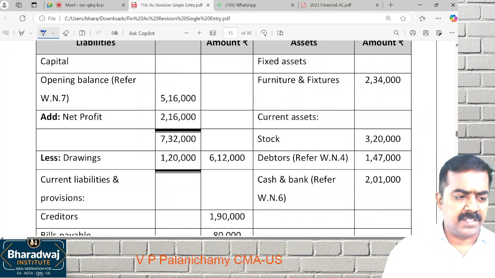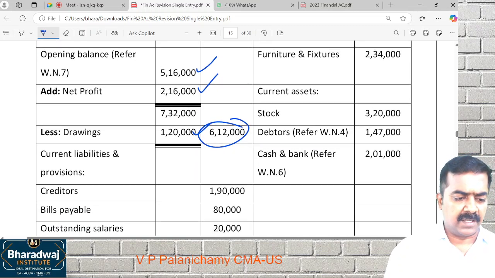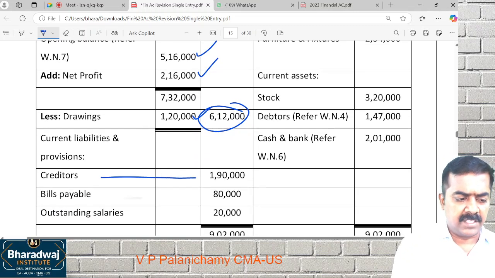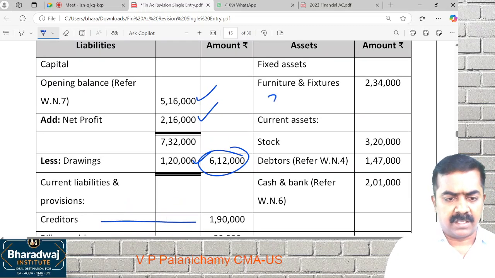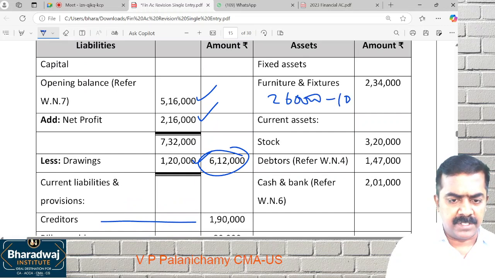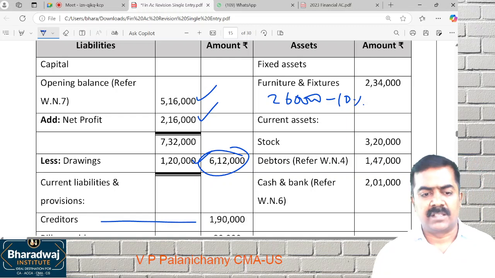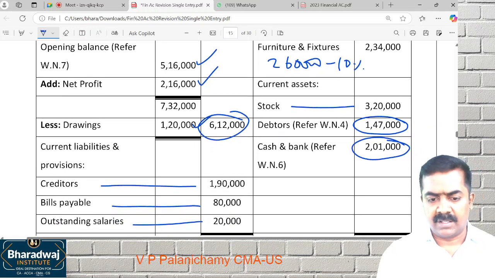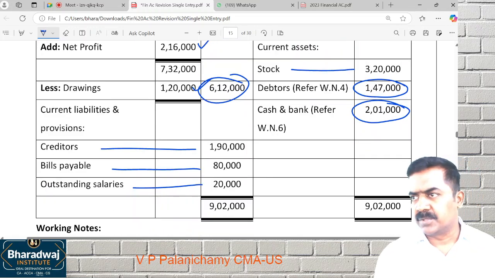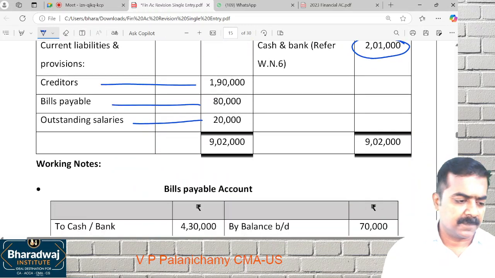Then we prepare the balance sheet at the end of the year. Opening balance, add net profit, minus drawings will give us closing balance. Creditors, bills payable and outstanding salary will come. Then furniture 2,60,000 minus 10% depreciation, 26,000, gives 2,34,000. Closing stock is given. Debtors, we prepared the ledger account. Cash and bank, we prepared the ledger account. Total 9,02,000.